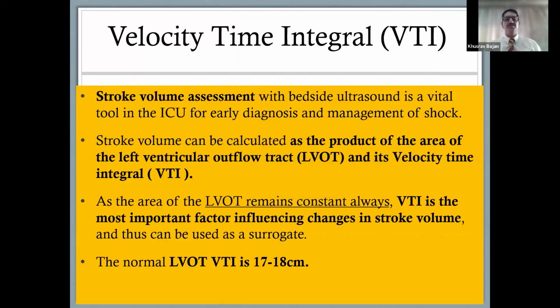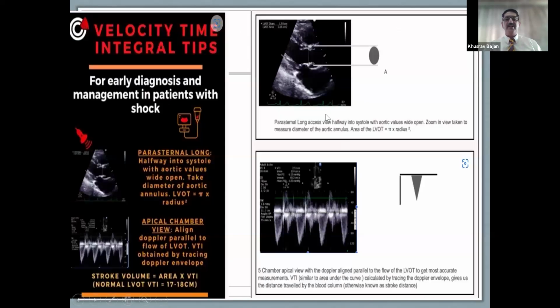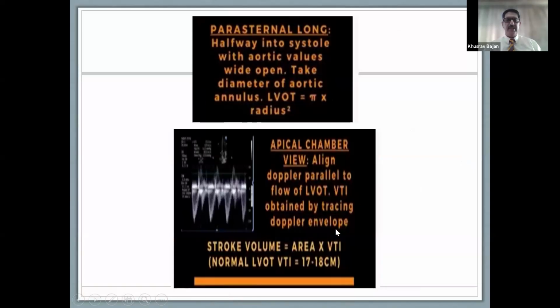If you are smart enough in using the POCUS well, you might even look at the VTI, which is the velocity time integral. And this velocity time integral is nothing but a product or multiplication of LVOT and the velocity time index. And this usually is 17 to 18. And it's a very important factor to understand the stroke volume. And this is how you actually do it. You check the LVOT, and you also do an apical 4-chamber, and you look at the VTI, and then you multiply that with the area, and that gives you the stroke volume.